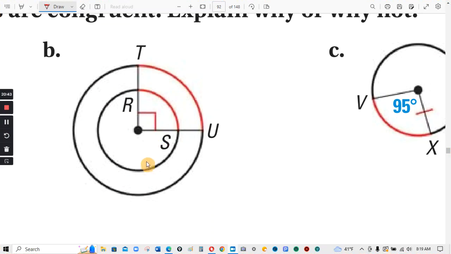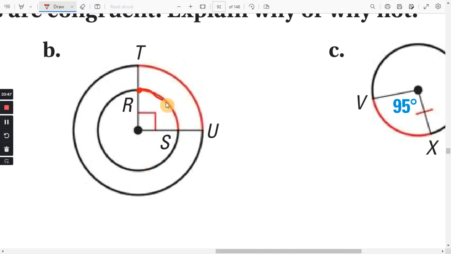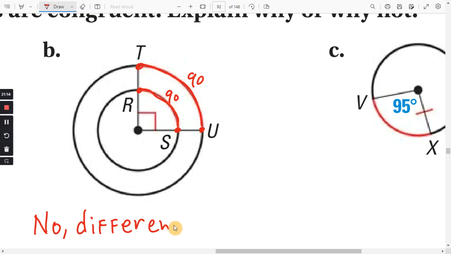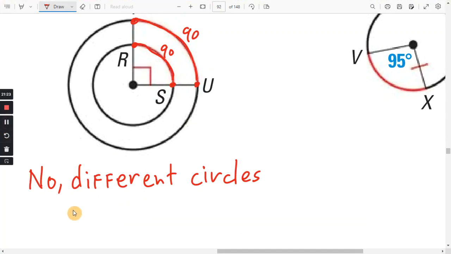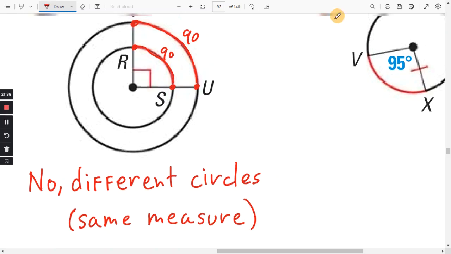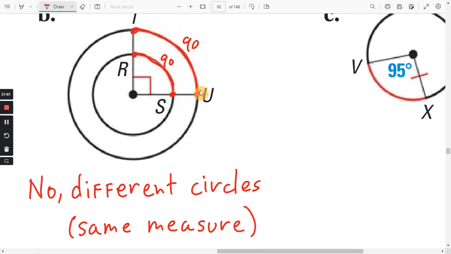Part B, are these two arcs congruent? Well, let's see. This arc in red goes from here to here. This arc in red goes from here to here. We can see the 90-degree angle, so the arcs are both 90. However, this one is on the smaller circle, and this arc is on the bigger circle. So part B is no, because they are on different circles. They might have the same measure, that's the angular measurement, but that doesn't mean they're the same length. That doesn't mean they're congruent. In fact, we can clearly see this arc is longer because it's on the bigger circle. They have the same angular measurement, but that arc is longer.